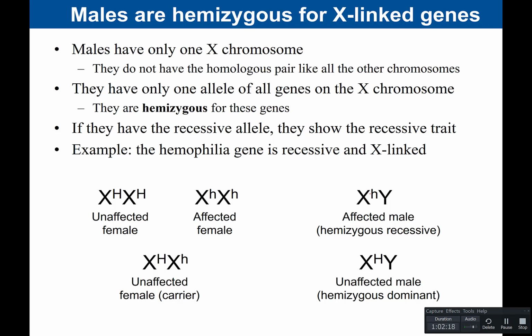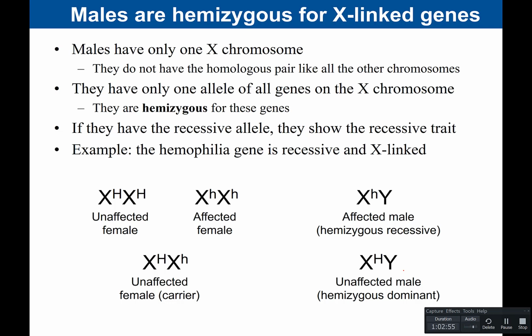So males could be X little h, meaning they have the hemophilia allele, and Y. That would lead to an affected male, because it's homozygous recessive, or in this case, what we call hemizygous. They have half of it. Being hemizygous recessive means that they're going to have hemophilia. They're not going to make any of that normal clotting factor. If the male is X big H Y, that is an unaffected male. He's going to blood clot fine.